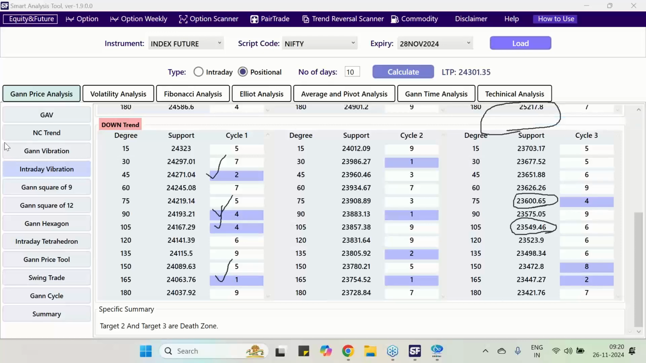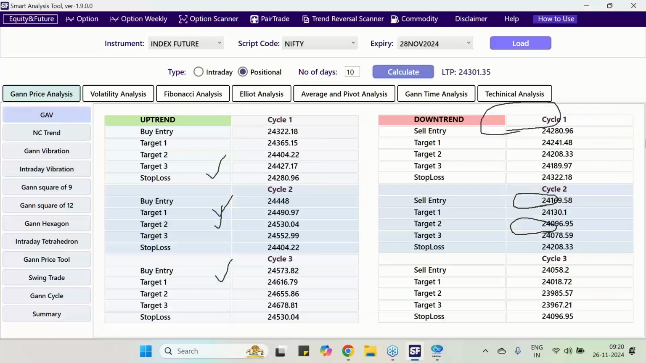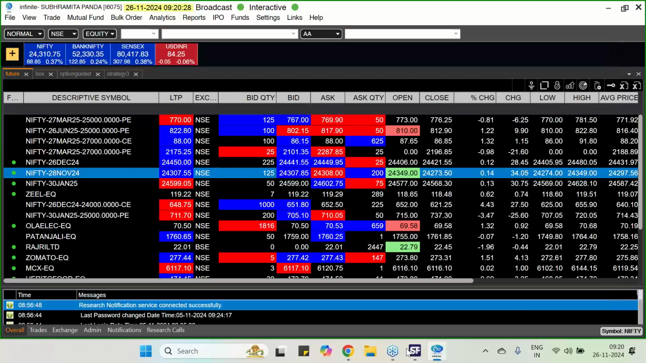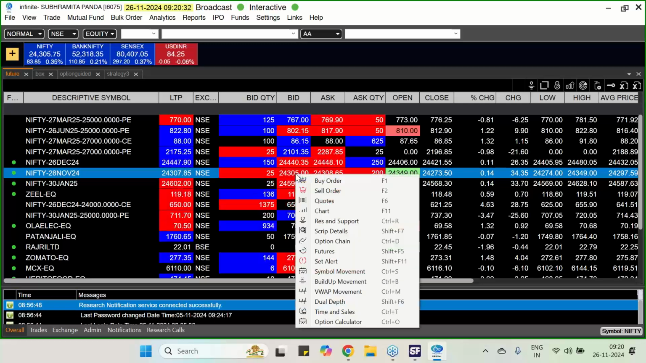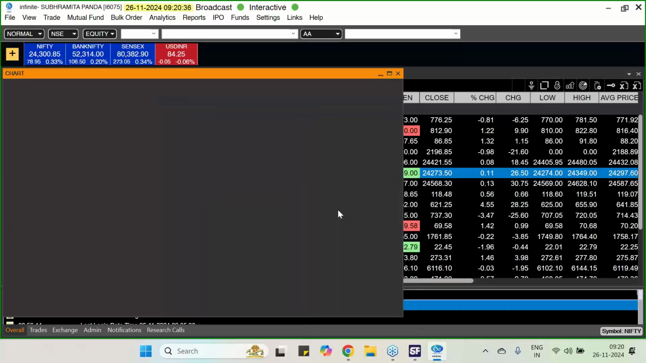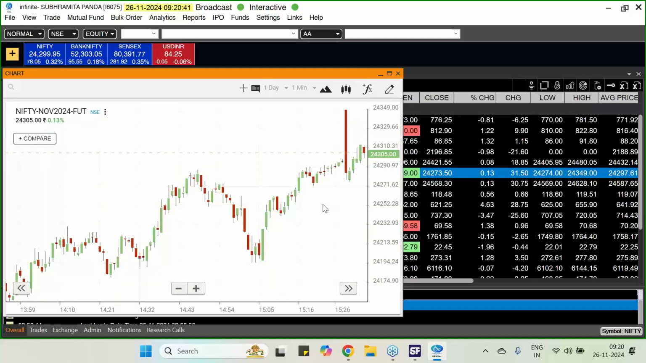So these are the vibrations for the downtrend and the uptrend. And here too, Gann angle and volatility come in, and our cycle 1, cycle 2, all things are coming. We'll be using a little bit of ChatGPT. So I'll go for the chart here. I want the system to draw the 1 minute chart, which is there by default.